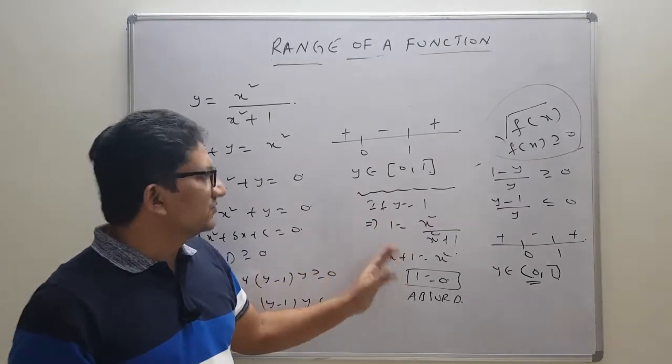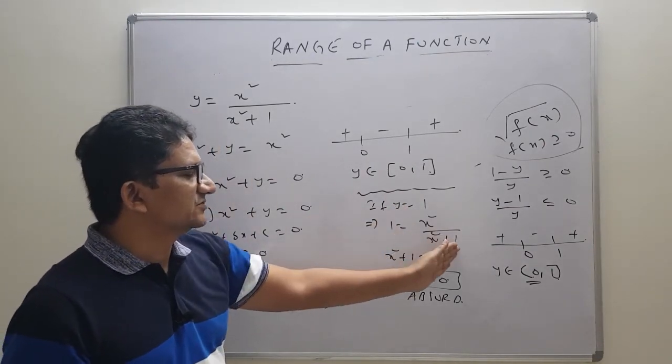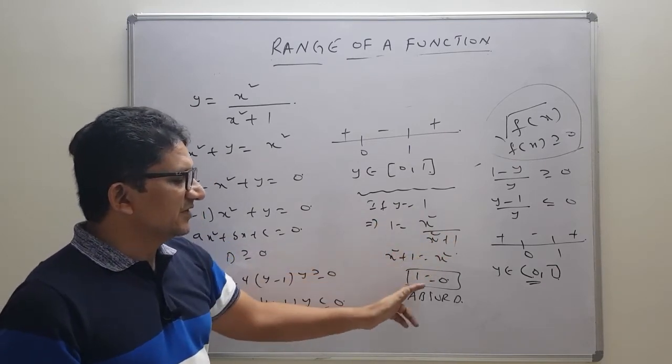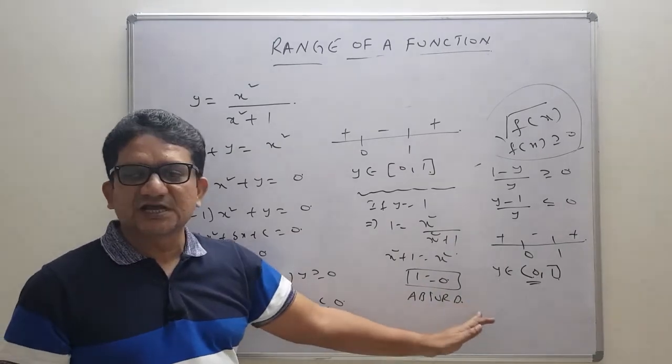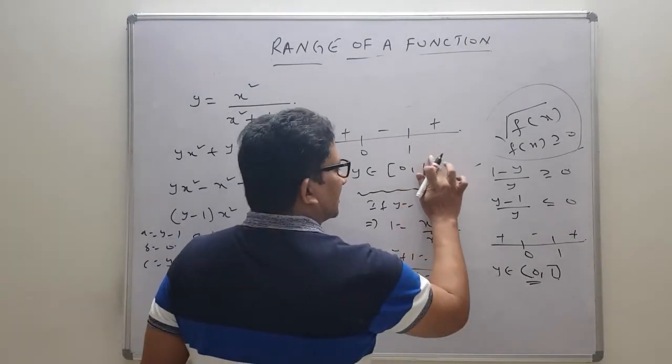If y equals 1, what happens to the question we are observing? See, 1 equals x square by x square plus 1, and x square plus 1 equals x square. After simplifying, we are getting 1 equals 0, which is absurd. That indicates that the result does not contain y equals 1.